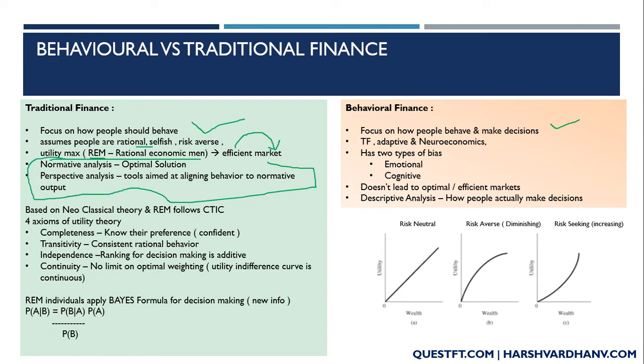Over here, there are the words normative analysis and prescriptive analysis. Normative analysis assumes that because the investors are rational economic men, the portfolio allocation, portfolio selection, or investment style is optimal. And prescriptive analysis means that if it is not optimal, there are tools or measures which the investors can take in order to be normative.